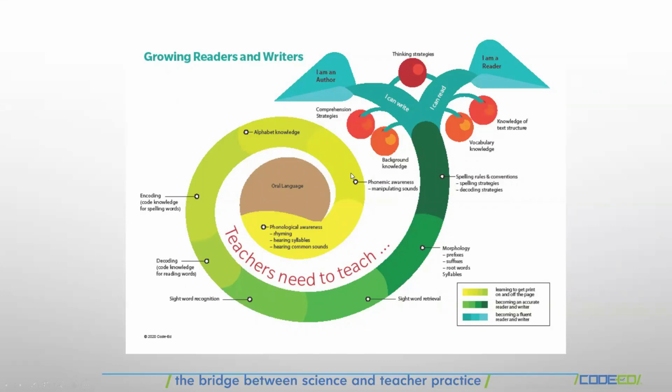So we need to teach them to blend and segment sounds, to make words and take words apart so that we can teach them the code. And we know that the tool for recording the code is alphabet knowledge. So the letters of the alphabet are useful because we're going to use them to write these sounds. And when we do that, we are teaching the code.